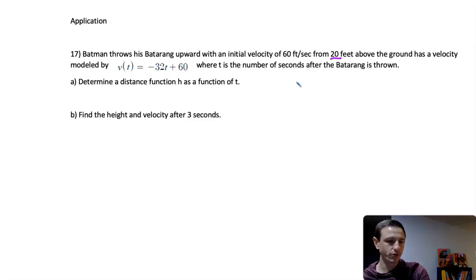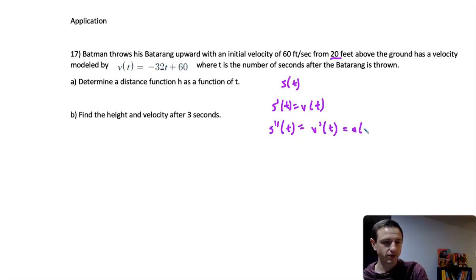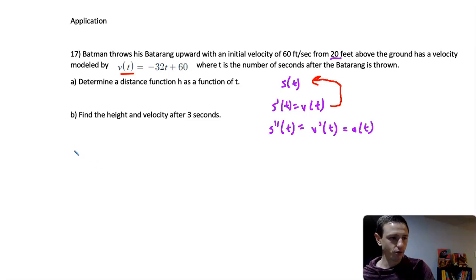So before we do that, let's do a little bit of a summary here about position. If I have position, the derivative of position is your velocity. The second derivative of position is the derivative of velocity, which gives us the acceleration. Those are extremely important to know because we're given the velocity, and we want to determine the distance. So if we want to determine distance, we want to go from velocity back to position, because the position will tell us the distance. So let's go ahead and integrate this function.